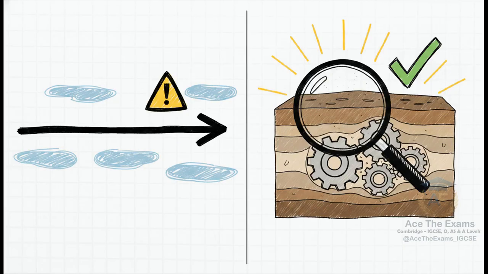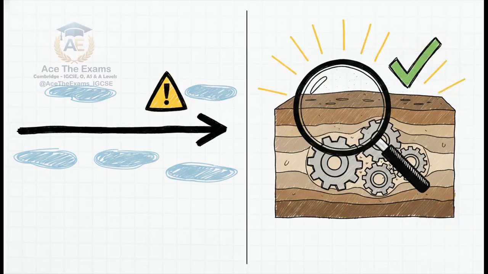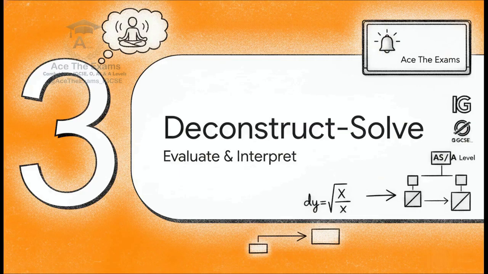Write your mathematical lines out deliberately. Fit the parameters perfectly. Do not rush. Go deep. Show the examiner every single beautifully oiled gear turning inside your mathematical machine. Phase 3. Deconstruct, solve, evaluate. How we interpret and process the core data.